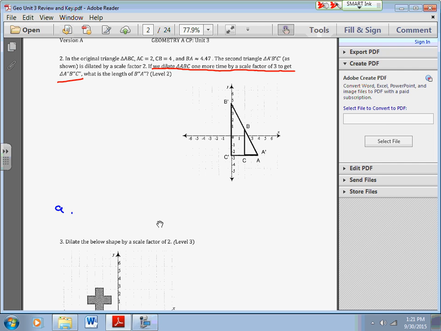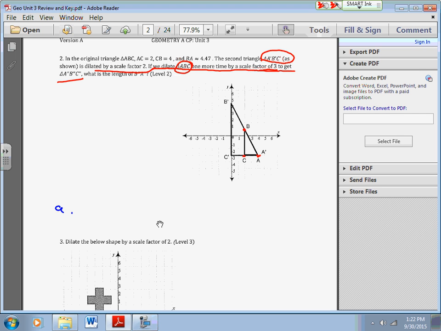It also gave you A prime, B prime, and C prime, and it already mapped it on there, but that was just kind of to throw you off, okay? You were supposed to dilate the original image, triangle ABC, by a scale factor of 3 now. That's what you were supposed to answer. So ABC, coordinates for A, coordinates for B, coordinates for C.